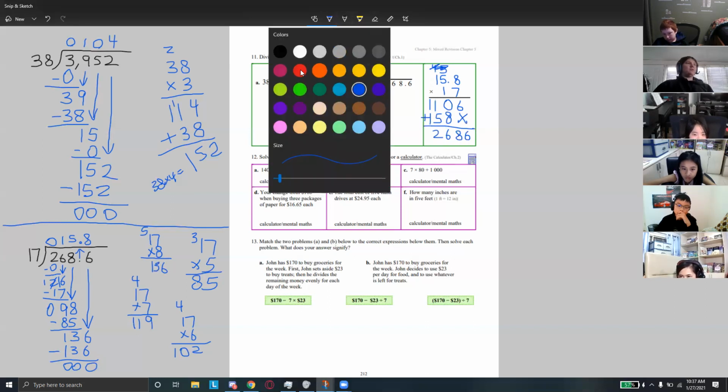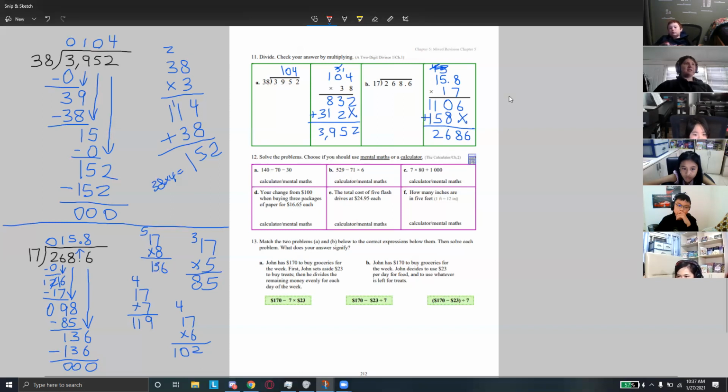And finally, we count how many numbers are after the decimal. And so we have 1 number after the decimal in 15.8 and 0 numbers after the decimal in 17. And so in our answer, there should be 1 number after the decimal, giving us the answer 268.6, which is exactly the same as what we were dividing, which is great, or else that'd be pretty embarrassing for me. Okay, question number 12.